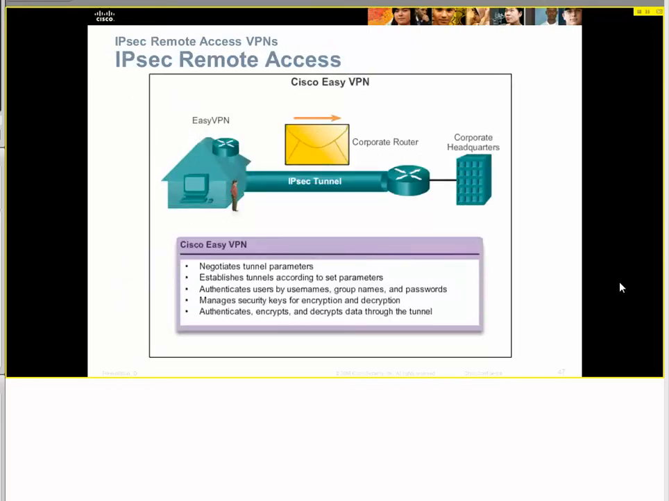This is what it looks like. The Cisco EasyVPN negotiates your tunnel parameters, establishes and builds the tunnel, and authenticates the users by username and password. Very good there. It manages your security keys. Remember, you still need security keys; you still have to set up your key exchange. And it manages your encryption, decryption, and integrity throughout the tunnel. Very, very straightforward.